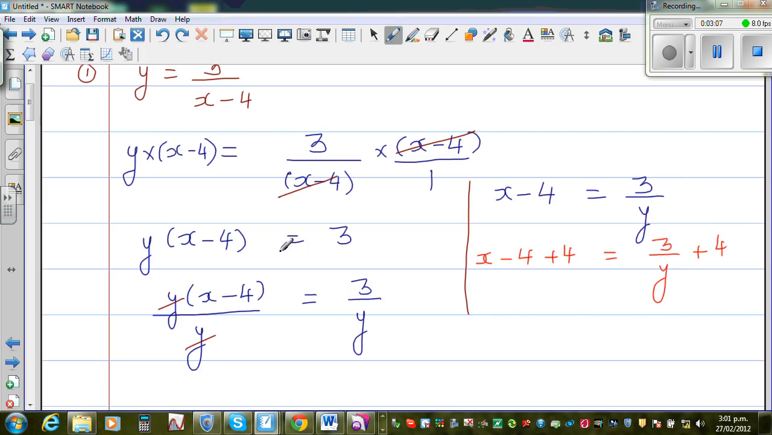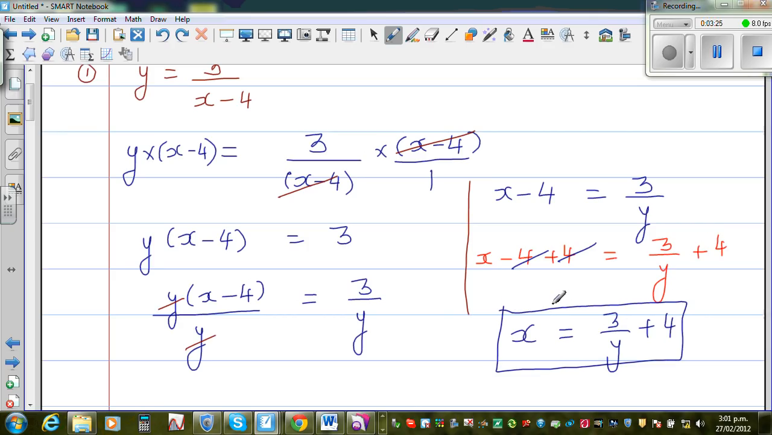So basically, it is like balancing an equation. Whatever you do on one side, you have to do on the other side. So this and this get cancelled. So x as the subject of this formula is 3 over y plus 4. You can simplify this, but this is quite good. So this is your final answer. So x is 3 over y plus 4.